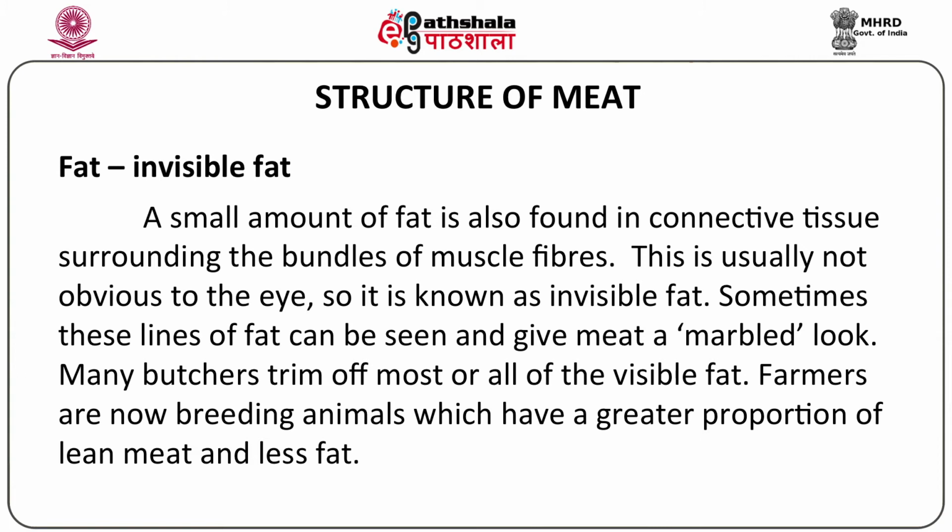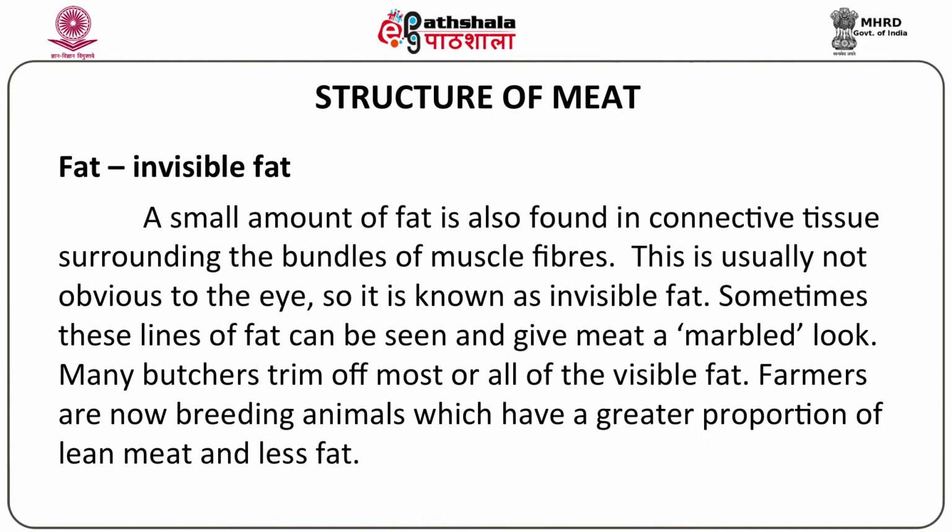The fat that is not visible to the naked eye is also called invisible fat. There is also a small amount of this invisible fat that is found in the connective tissues which surround the bundles of muscle fibers. This, as I told you, is not obvious to the eye, so it is known as invisible fat. Sometimes these lines of fat can be seen and give meat a marble look.